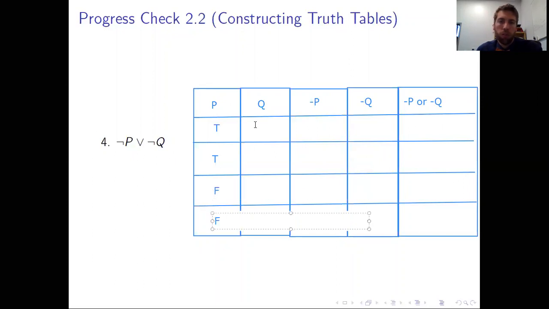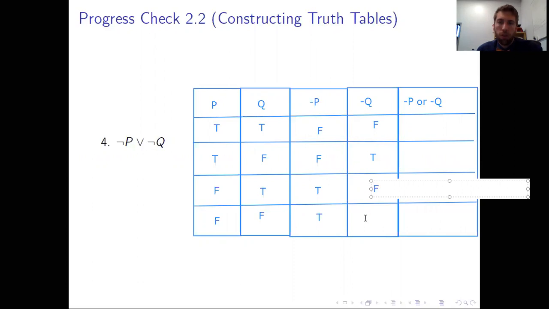Again, we do our true, true, false, false, true, false, true, false. Not P negates P, so false, false, true, true. Not Q negates the Q's, so false, true, false, true. And then we OR them. It's false only if they're both false. So that's false, and then true, true, true.